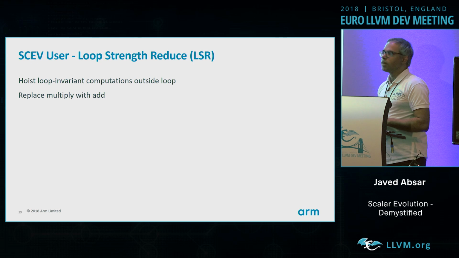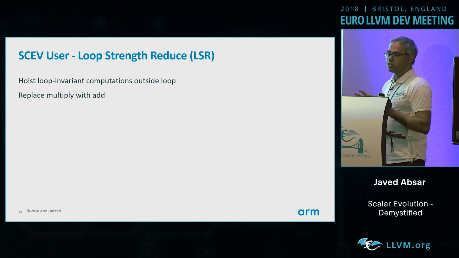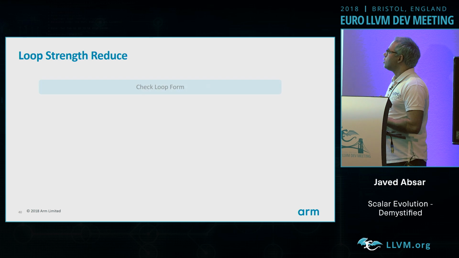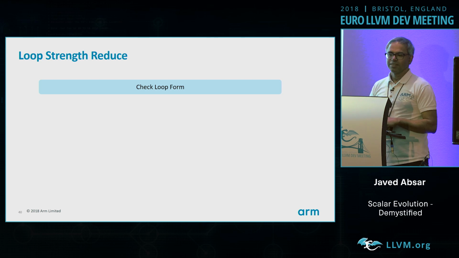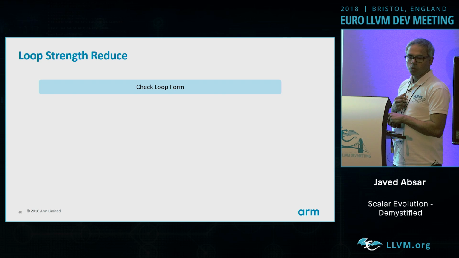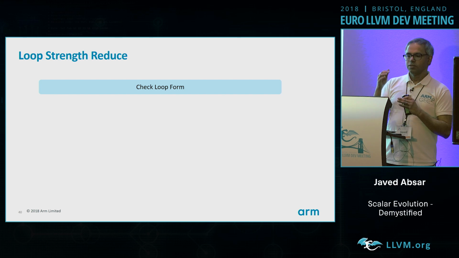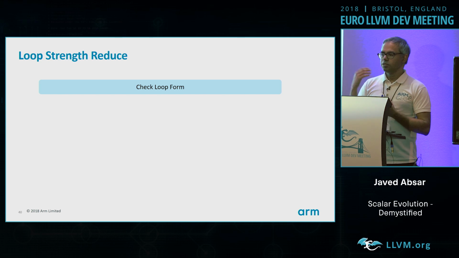So you could first look at loop strength reduce. It hoists loop invariant computations that it has figured out, let's say with SCEV analysis, out of the loop. The first thing it checks, and that's why we looked at loops, is whether the loop is in a normal form, a good form. So it checks whether it's in a canonical form. So loop strength reduce, first thing it does, it says, okay, I've got a loop, is it in simplified form?